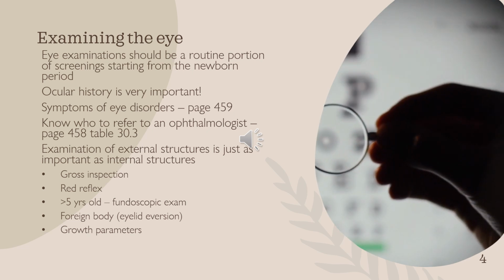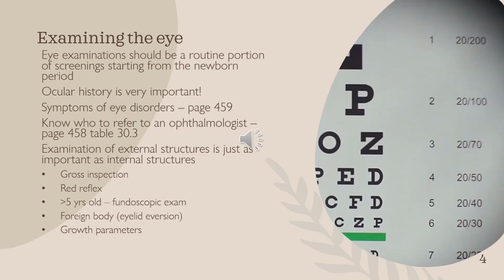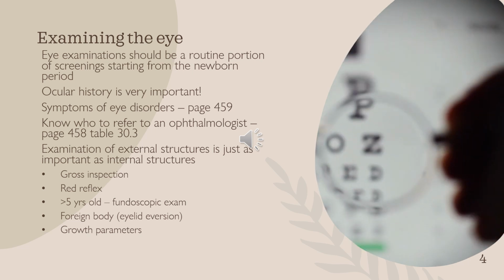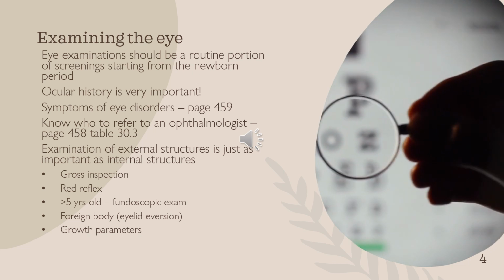Were they premature? Premature babies that are especially on high oxygen levels can have retinopathy of prematurity and decreased visual acuity when they get a little bit older. So that's important to know.